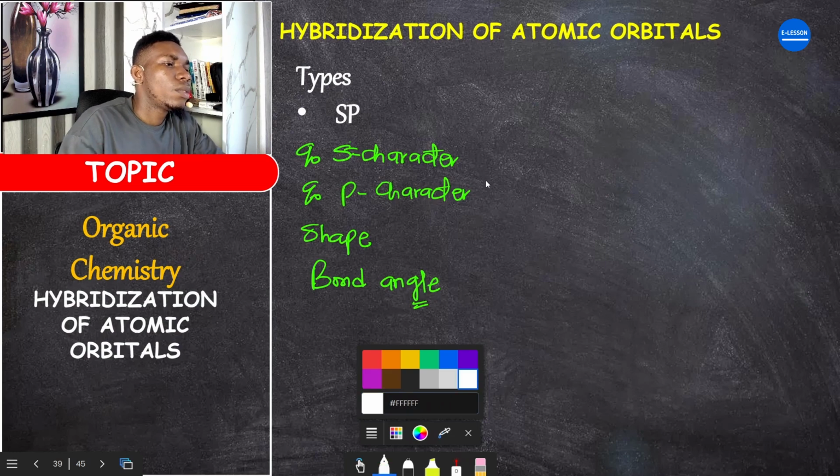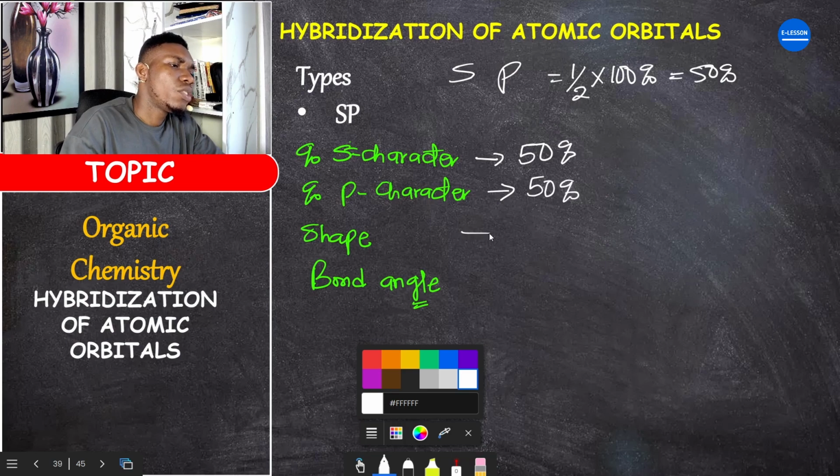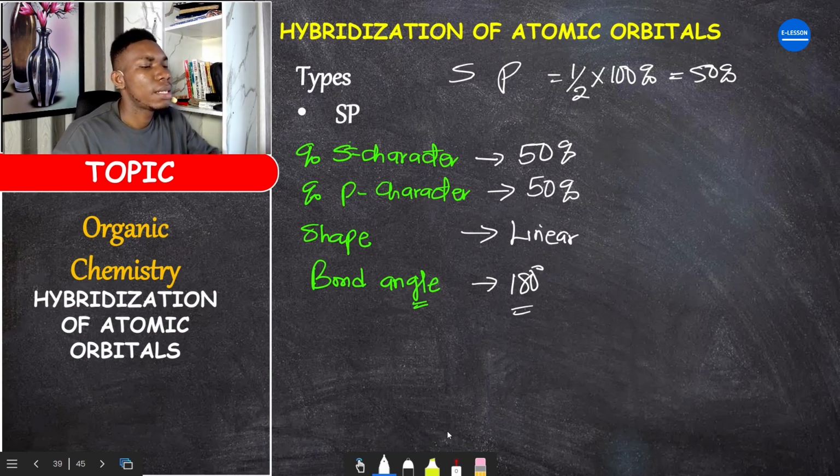All right. So percentage S character, for this one, you just SP. Total 2. S is how many? 1. So it's going to be 1/2 times 100%, which is 50%. So here is 50%. If S is 50%, P will also be 50%. The shape is linear. Bond angle is 180 degrees. Why? Because it's angle on a straight line. When you say something is linear, it's on a straight line.